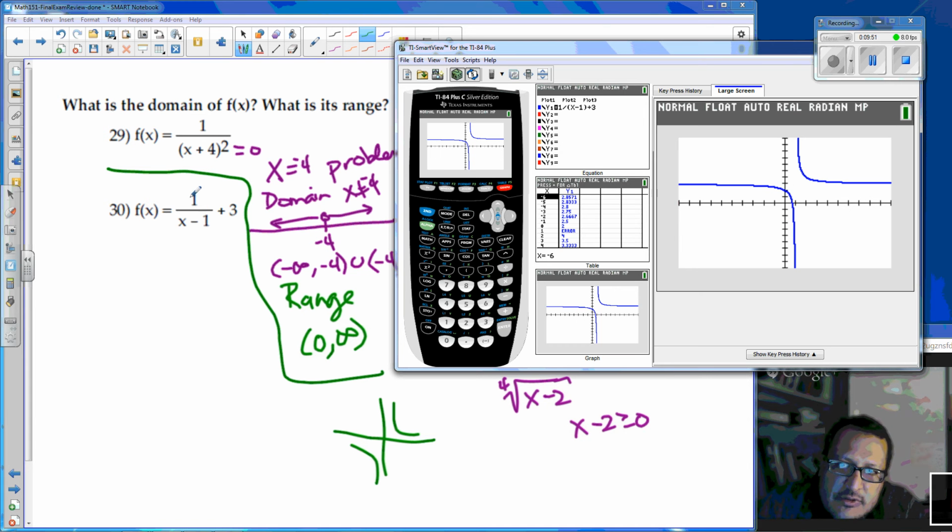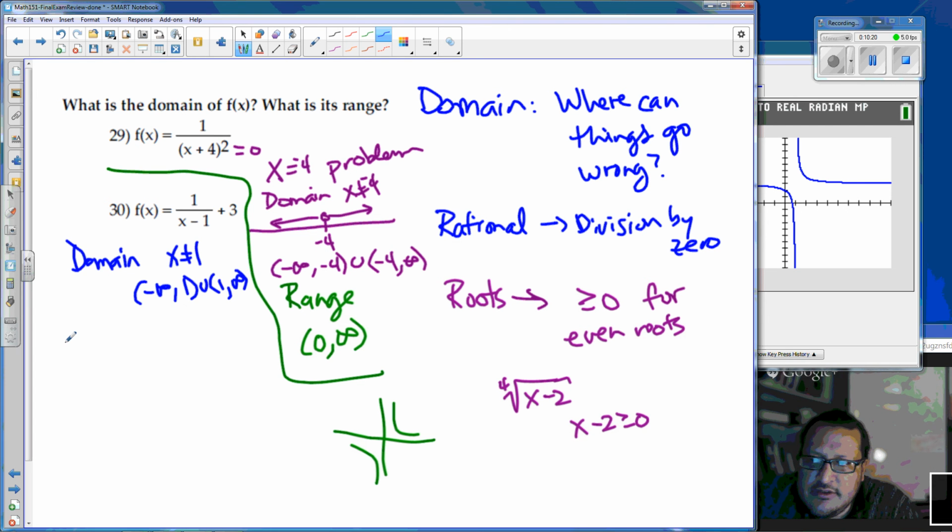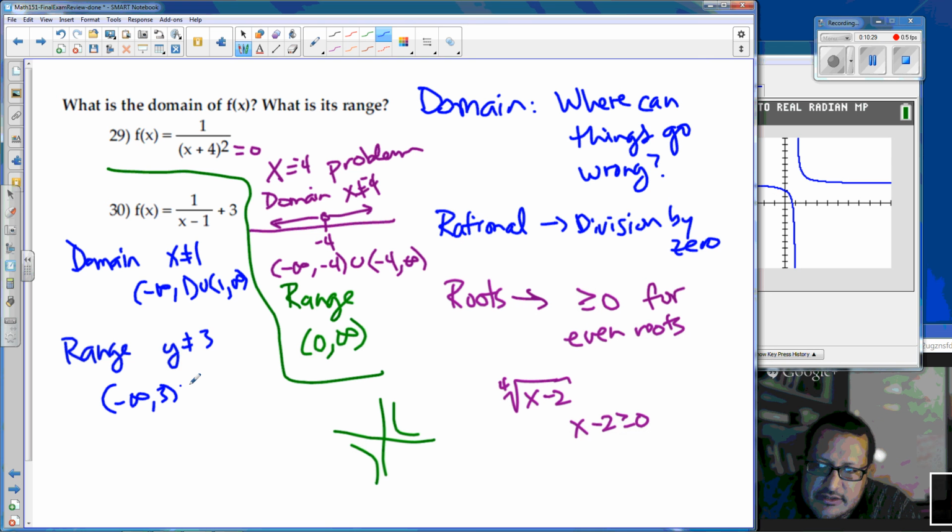To get 3 would mean that this is equal to 0, and you can't turn a fraction into 0 unless the top was 0, and the top can never be 0 here. So the domain here is everything but 1, which means negative infinity to 1 union 1 to infinity. The range is all y values except for 3, which is negative infinity to 3 union 3 to infinity. And that would be our answer.